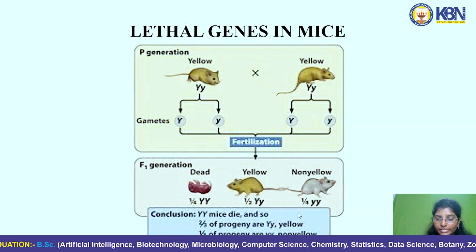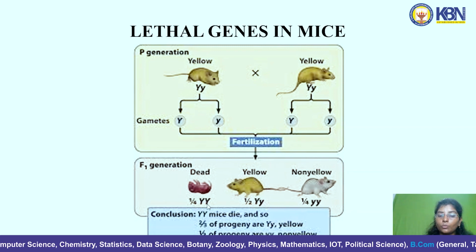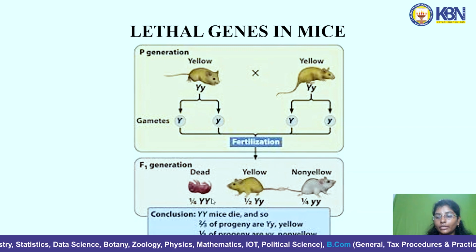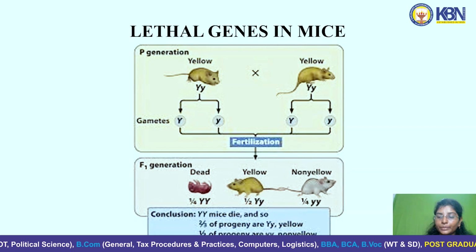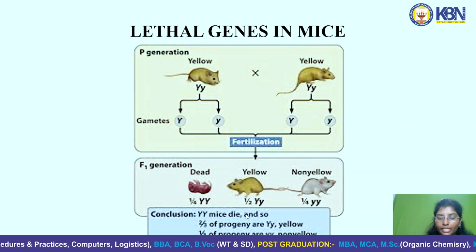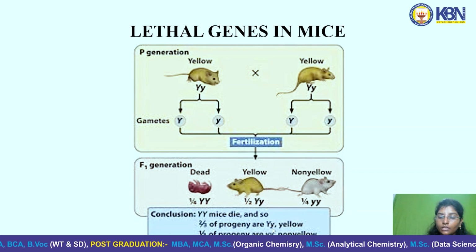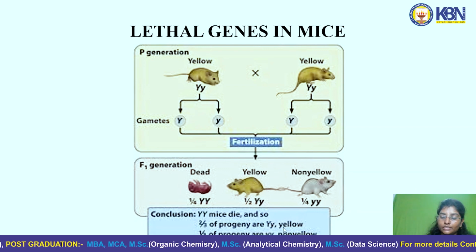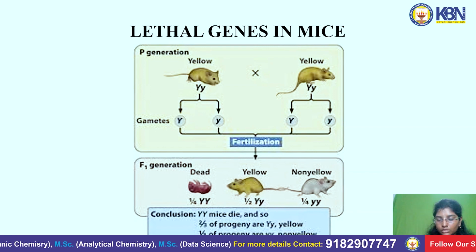25% of non-yellow will survive, and 50% of heterozygote yellow will survive, but only the homozygote condition of yellow color will die in their early stage of development. In their embryonic stage only they will die. Conclusion, we can observe that capital Y mice die. So of the remaining 3, 2 of them are in the heterozygote condition, which is here in the view of this one.